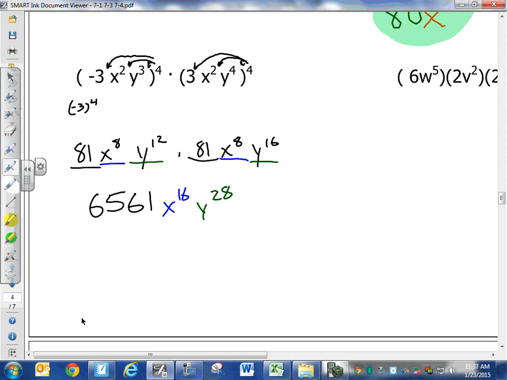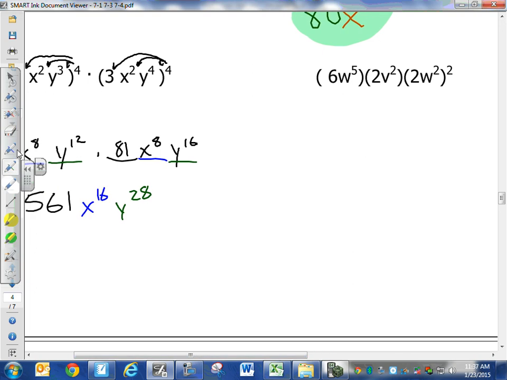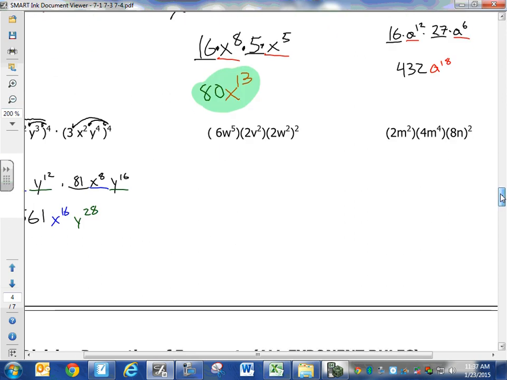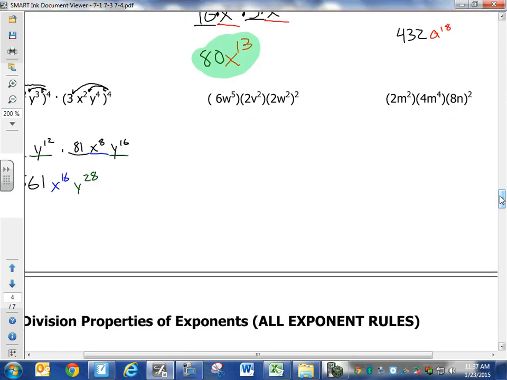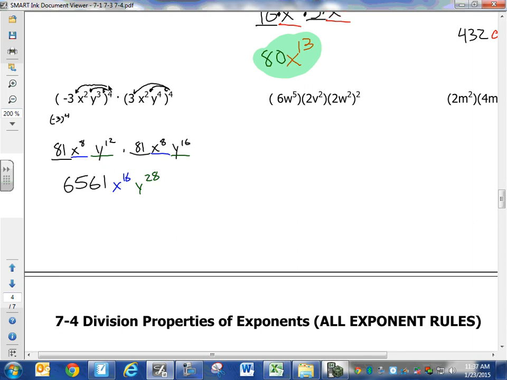We should get 6561 x to the 16th y to the 28th. Okay. Do the next one. There are going to be a lot of these that we're going to do. How is it y to the 28th? Because it's y cubed to the 4th, that's y to the 12th. It's y to the 4th to the 4th, that's y to the 16th.